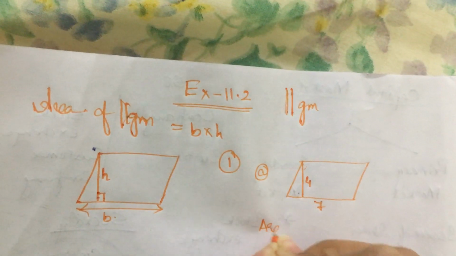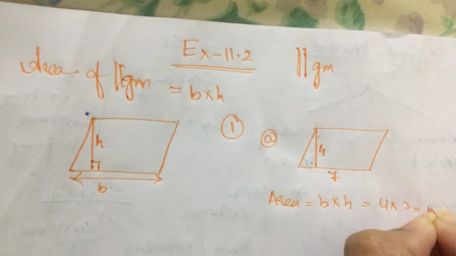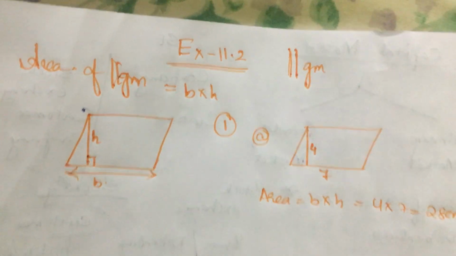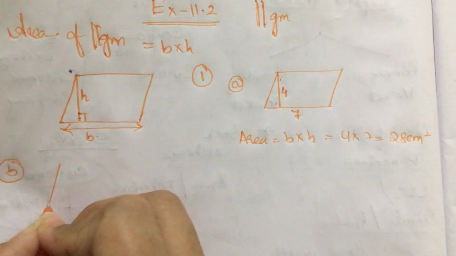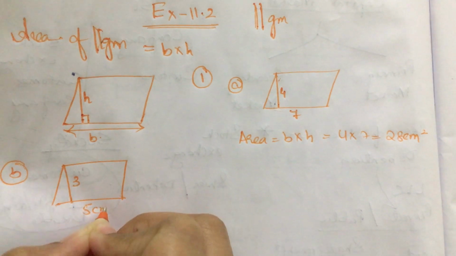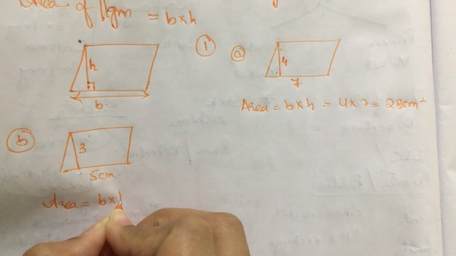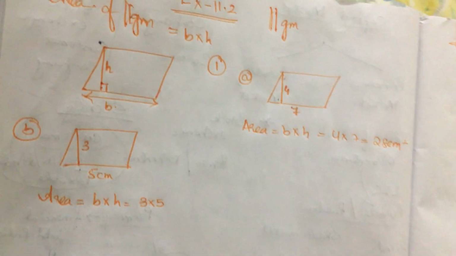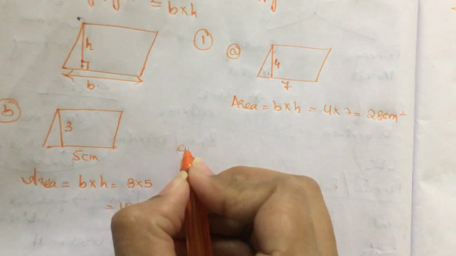So area is equal to base times height, which is equal to 4 times 7, that is equal to 28 centimeters square. Going to B, what do I see here? Again, they have given me a shape, and the vertical height is 3 and the base is 5 centimeters. So the area is equal to base times height, which is equal to 3 times 5, that is equal to 15 centimeters square. C you are going to do.